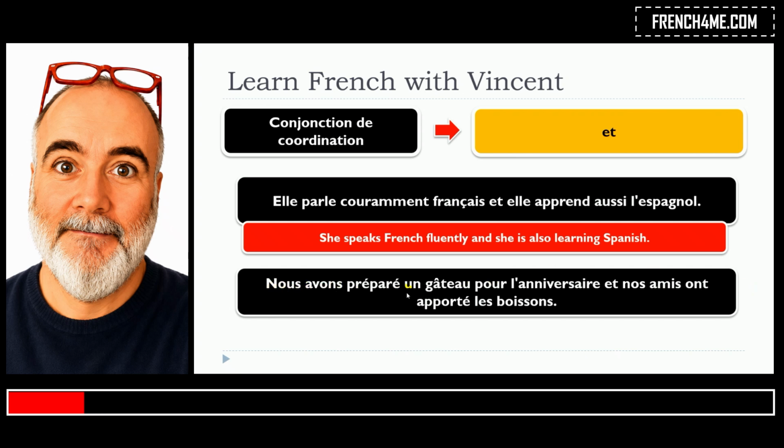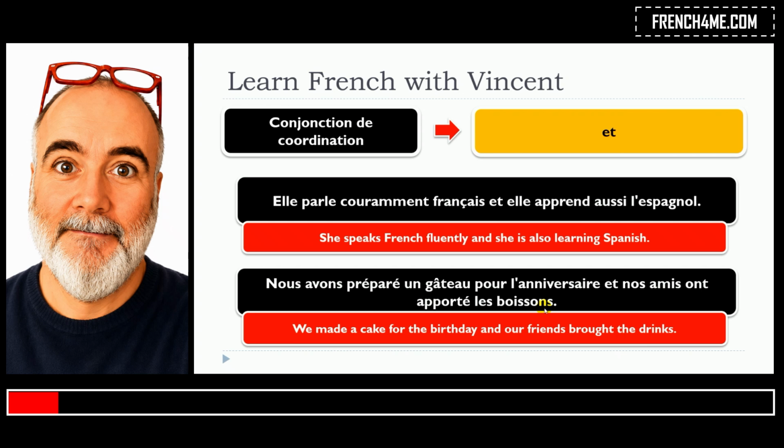Nous avons préparé un gâteau pour l'anniversaire et nos amis ont apporté les boissons.